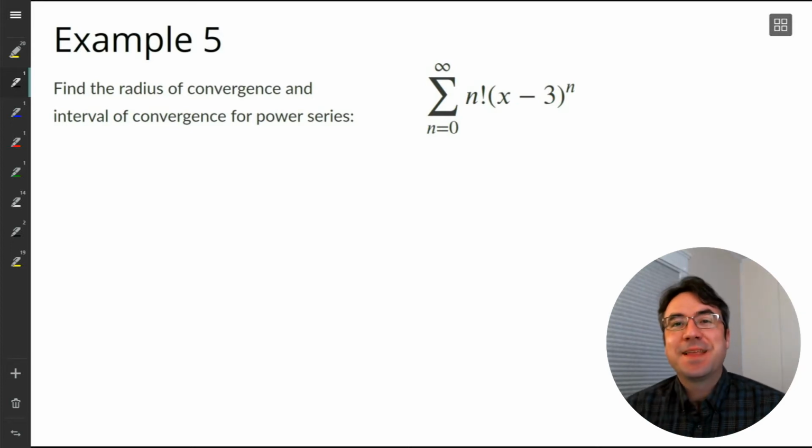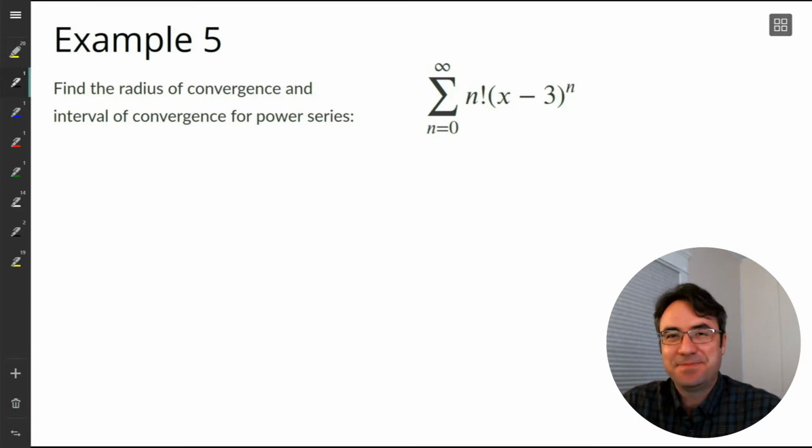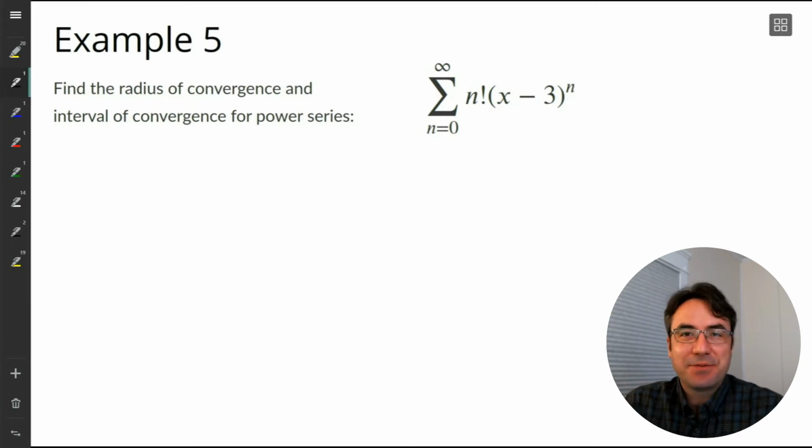All right, welcome everyone. Today we're going to look at one more example just to see where things can get a little interesting with power series. All right, so example 5. We're going to do the same thing we've been doing. Find the radius of convergence and the interval of convergence for a given power series.